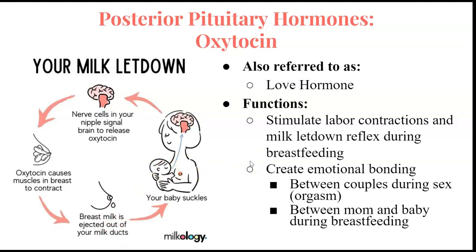Okay. Oxytocin is really important to create emotional bonding, right? It creates that emotional bonding between couples during sex, especially during orgasm. It also helps create a connection between mom and baby during breastfeeding. So that's why it's very important for moms to breastfeed if possible, right? There are certain instances where moms cannot, but we really do try in clinics to make sure our moms are breastfeeding so it can create that emotional connection between mom and baby.